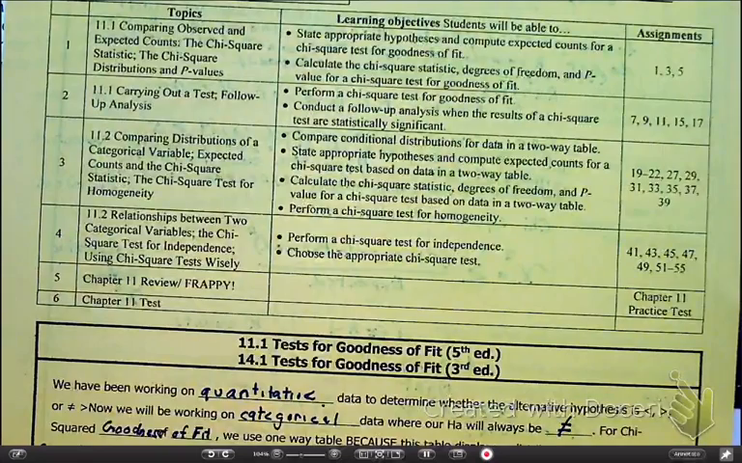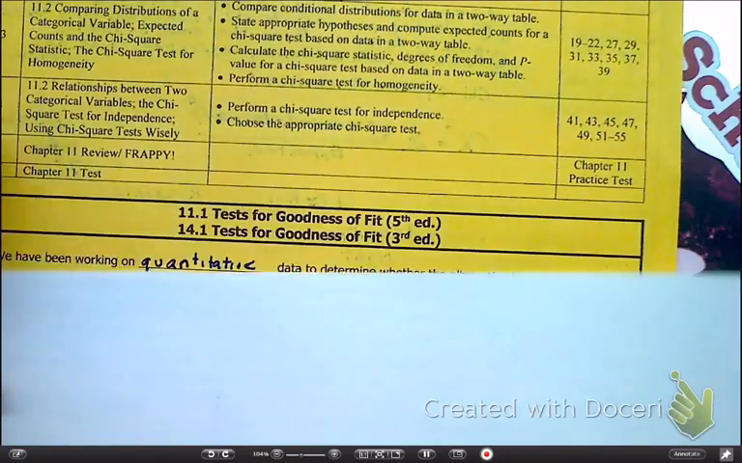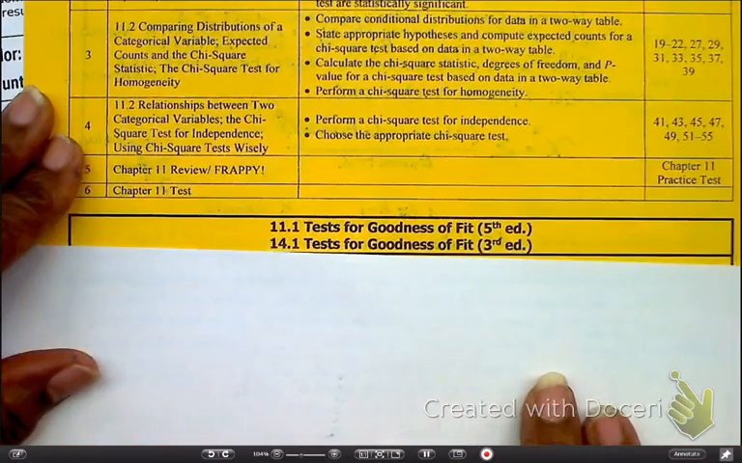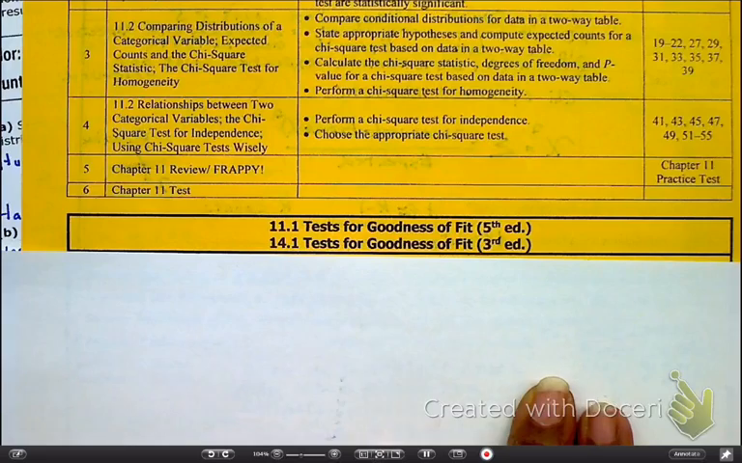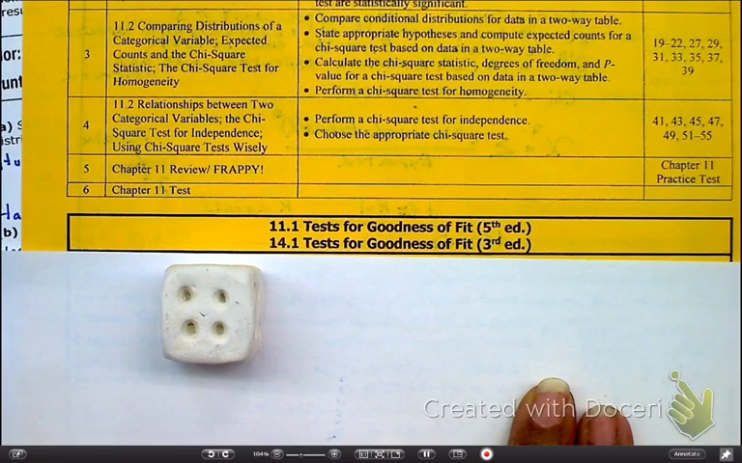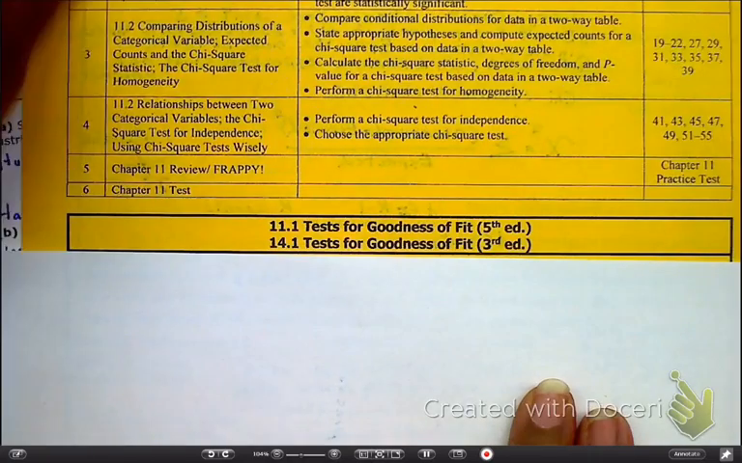This, what we're about to start, is what's called chi-squared. There are a bunch of different chi-squares, but right now we're going to be talking about the chi-squared goodness of fit. You saw the dice. We're going to be making dice tomorrow, so be ready.